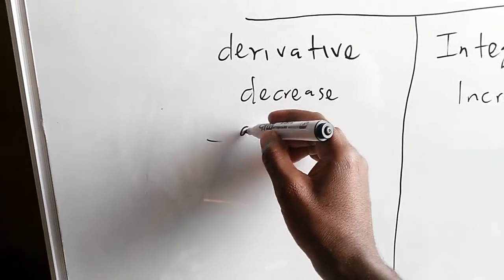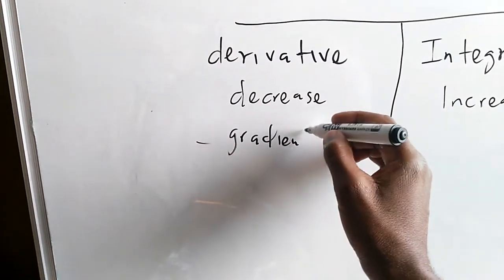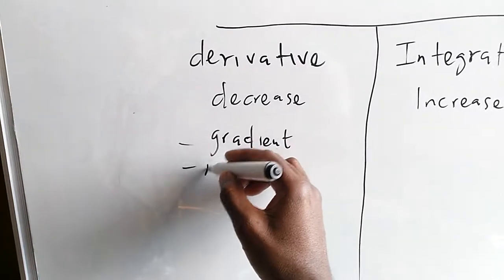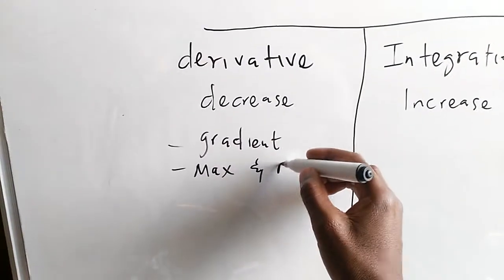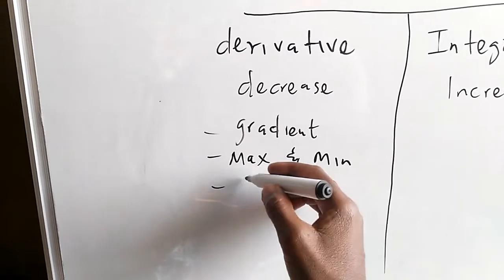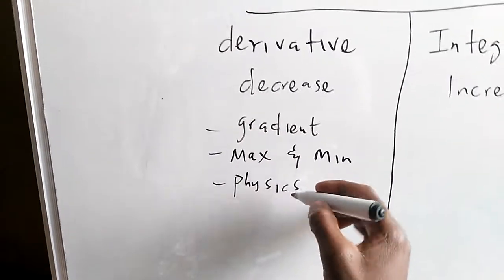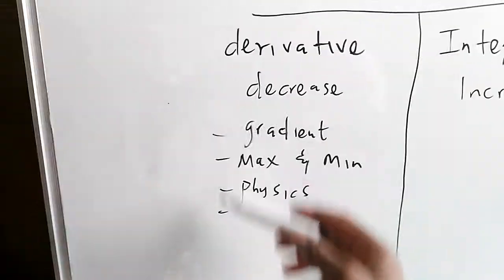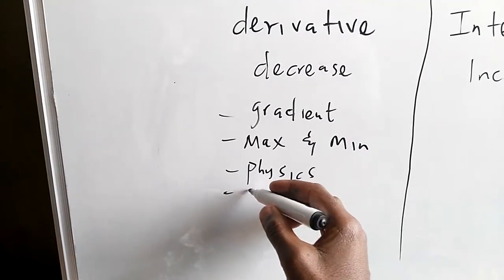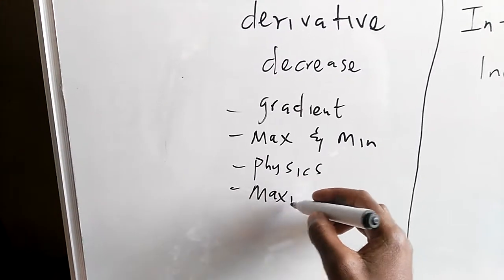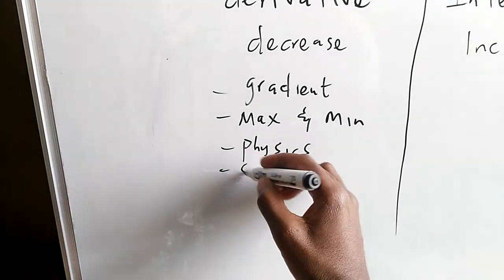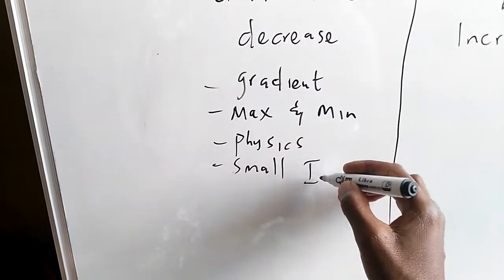Otherwise, differentiation, we'll be using it to calculate the gradient, the dy dx. When we go to the application, we'll be using it also to find the maximum and the minimum values. We'll be using this in equations of motion in physics. We'll also use it for the maxima and minima, or the rates of change, where we say the small increment.